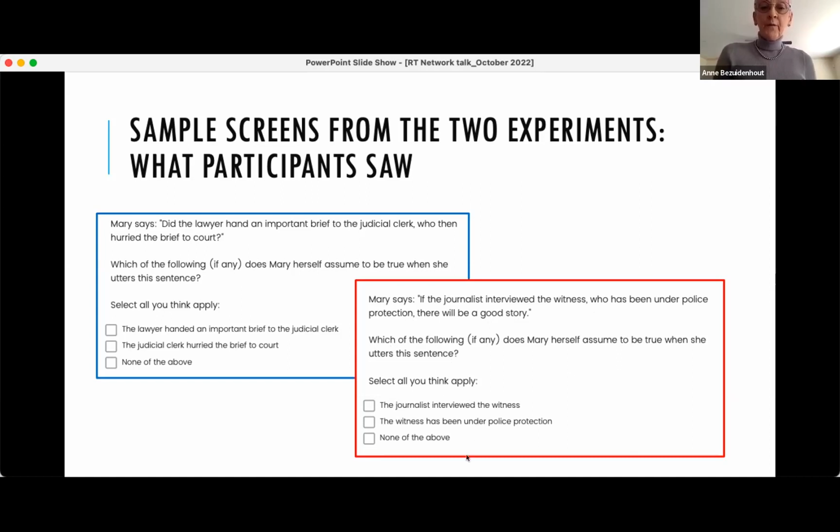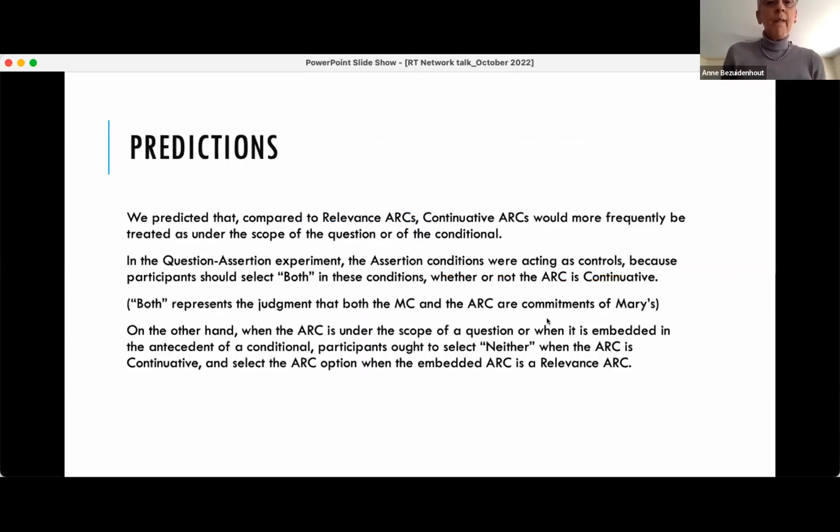Which of the following do you think Mary assumes to be true? The journalist interviewed the witness; the witness has been under police protection; none of the above. And this is the condition where we have a relevance arc as opposed to a continuative arc. What we predicted was that compared to relevance arcs, continuative arcs would more frequently be treated as under the scope of the question or the conditional.